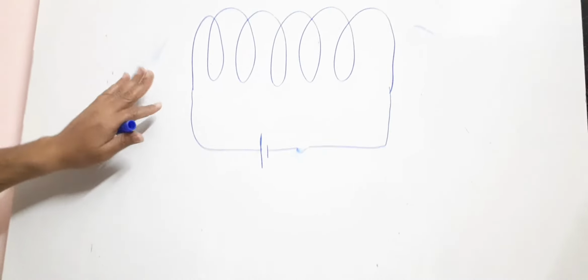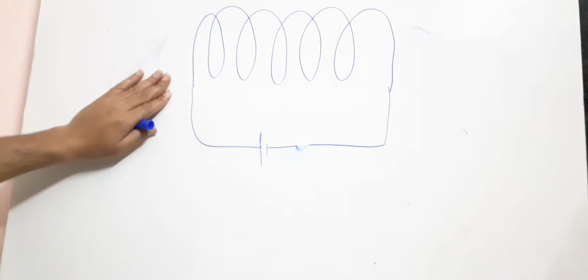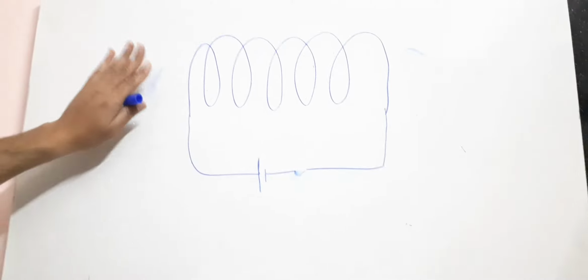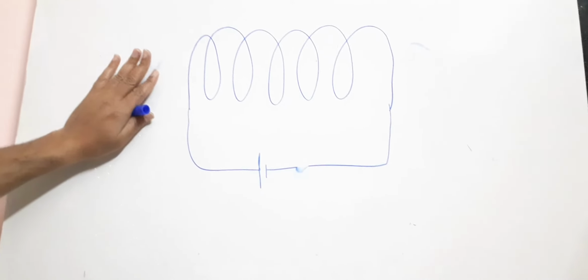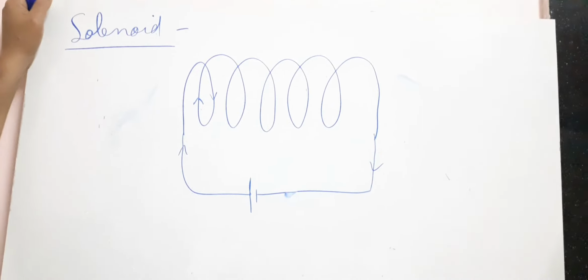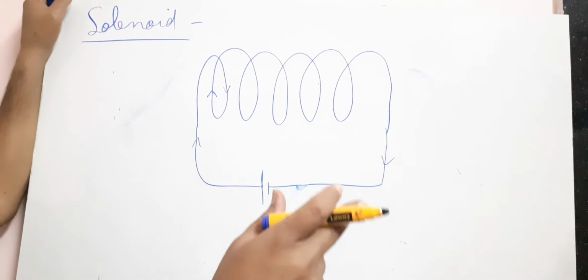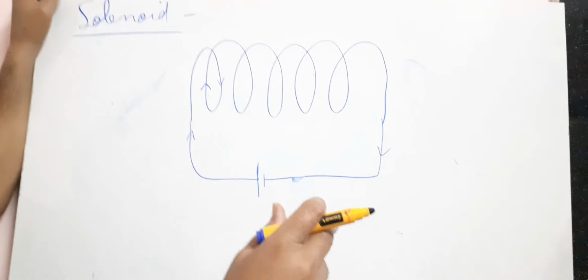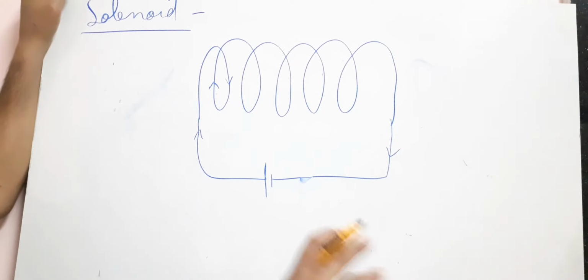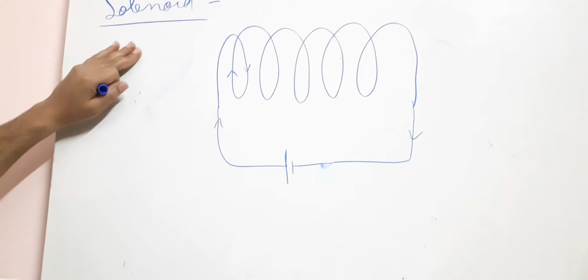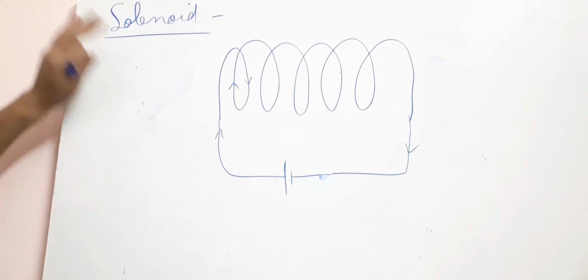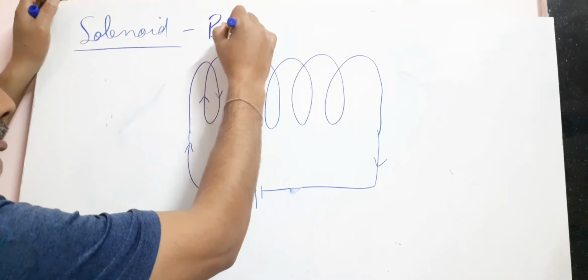Third thing is you can increase or decrease the strength of the magnet. If you increase the current, it will act as a stronger magnet. If you decrease the current, it will act as a weaker magnet. The electromagnets can have various shapes. They can be in the form of a circle, they can be in the form of an S shape or any zigzag shape. There is a special type of electromagnet that is called a solenoid. Solenoid acts as a bar magnet.